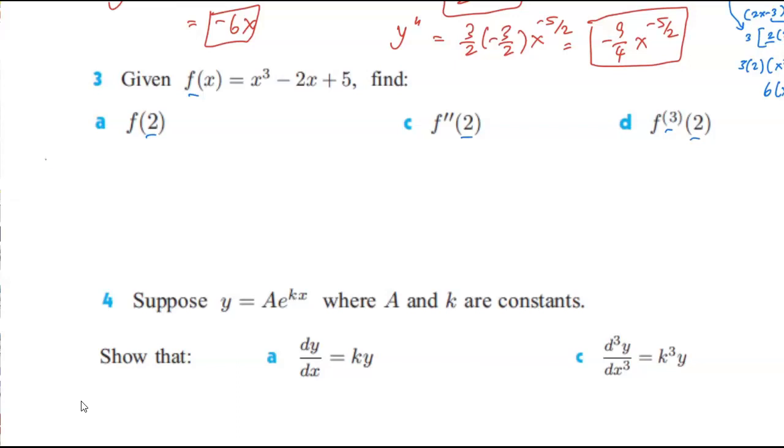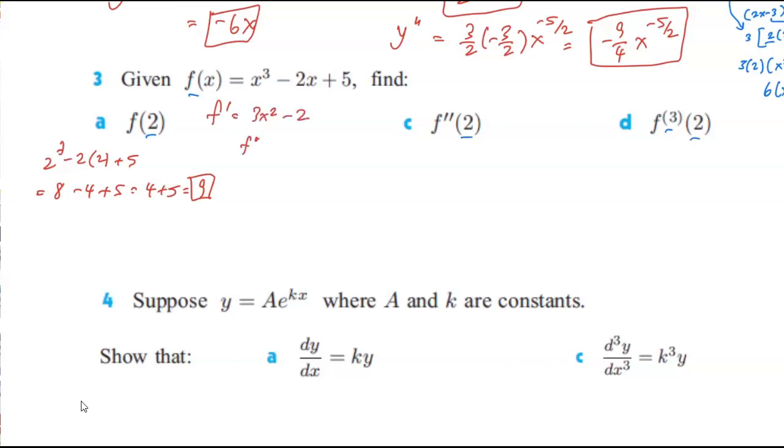So the function itself with 2 plugged in would be 2 cubed minus 2 times 2 plus 5, which is equal to 8 minus 4 plus 5, which is equal to 4 plus 5, which is equal to 9. Okay, what about the second derivative? We haven't even found the first derivative. The first derivative would be 3x squared minus 2.